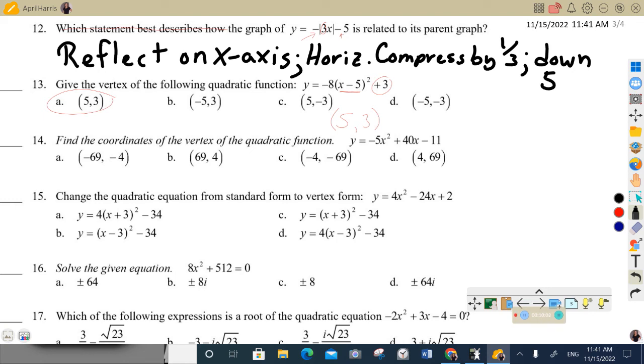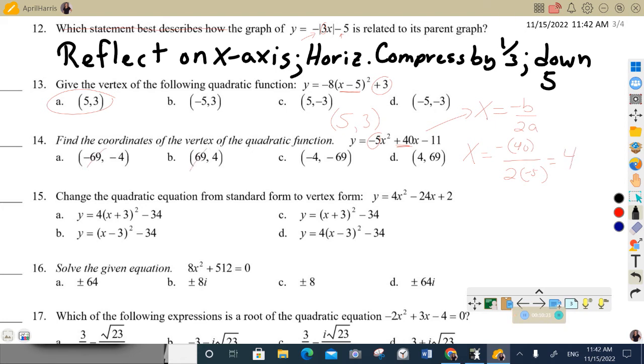Number 14 wants you to find the vertex, but it's in standard form. So this is where you've got to remember the x value of the vertex is negative b over 2 times a. So the negative of b over 2 times a, b is 40, a is negative 5. So you can type all that in your calculator, or that's negative 40 over negative 10, which is a positive 4.